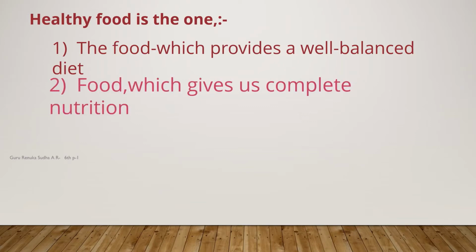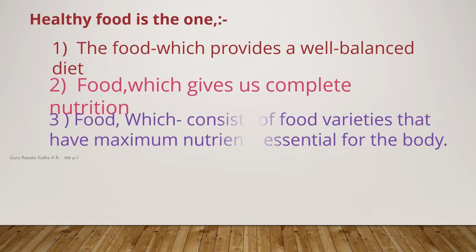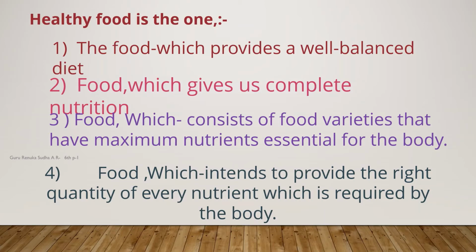Healthy food is one which provides a well balanced diet to us, and the food which gives us complete nutrition is called healthy food. Or the food which consists of food varieties that have maximum nutrients which are essential for our body is called healthy food material. And also we can define it as the food which intends to provide the right quantity of every nutrient which is required by the body. So if these things are present in a food, then that food is considered as a healthy food.